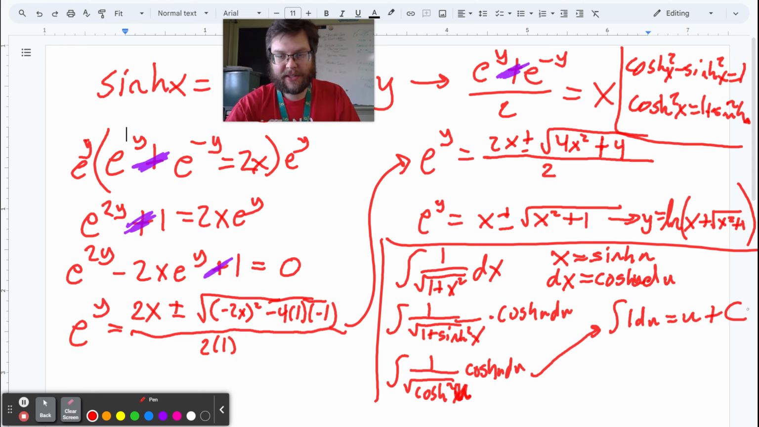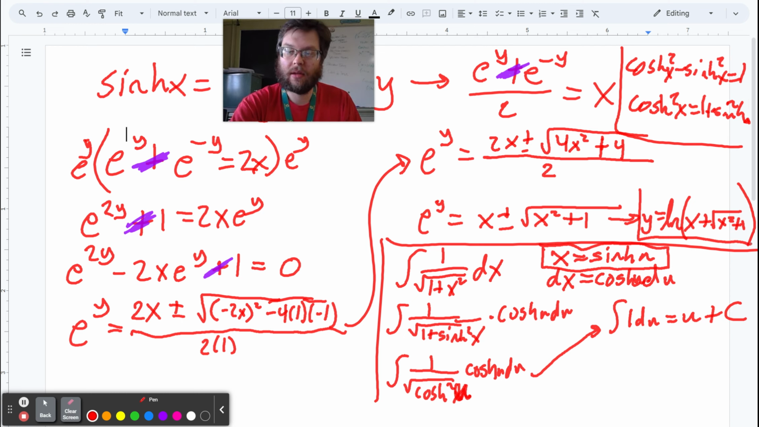The last thing to do is figure out what u is in terms of x. Well, what is x even defined as? x is defined as the sinh of u, and that means u is the inverse sinh of x. And that was done right here, and we found the inverse sinh of x. So we end up with our final answer, natural log of x plus the square root of x squared plus 1, plus c.